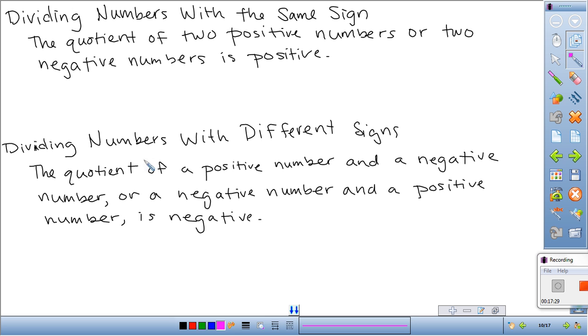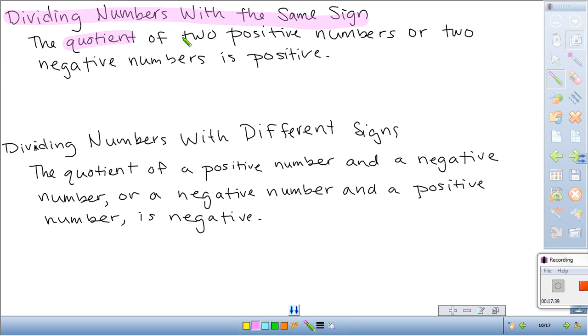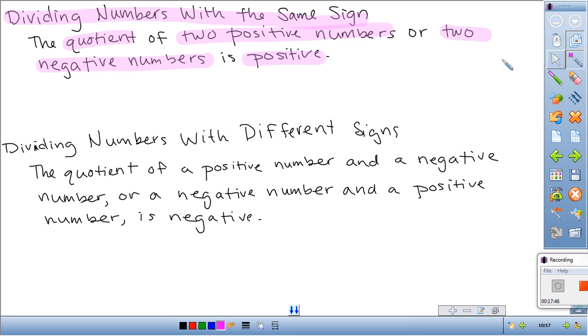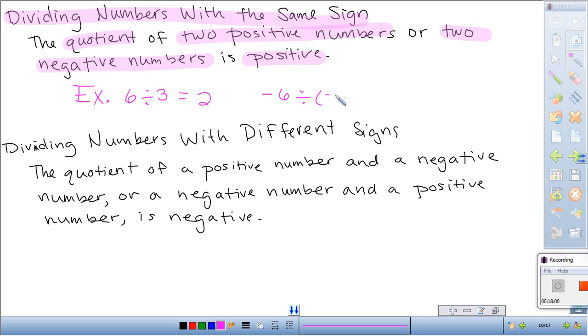Okay, now in this part of our lesson, we switch over to talking about dividing numbers, but it's really the same rule as multiplying. Dividing numbers with the same sign, the quotient of two positive numbers or two negative numbers is always positive. So it's really just like the rule for multiplying. Here's some examples. Positive 6 divided by 3 we know is a positive 2. Or negative 6 divided by negative 3 will still give us a positive 2.